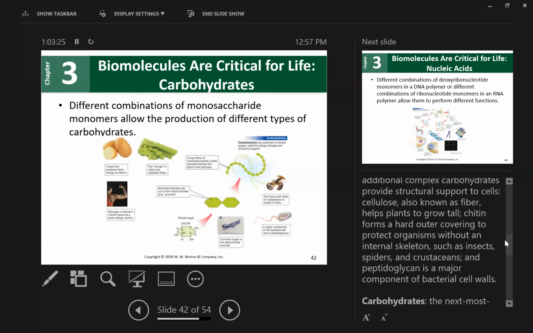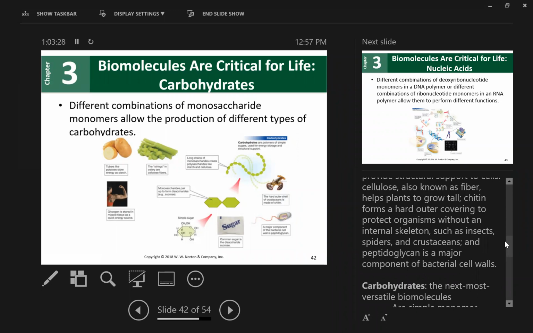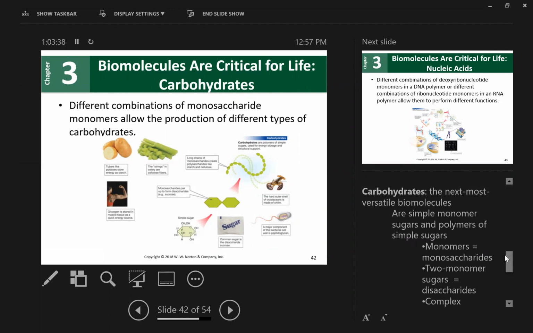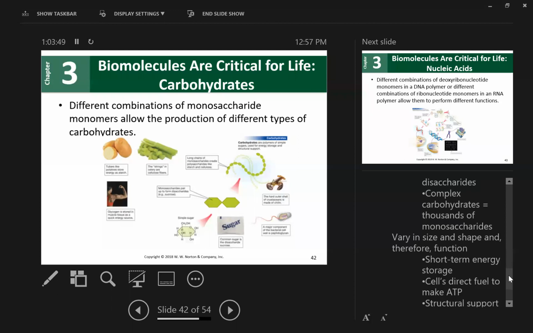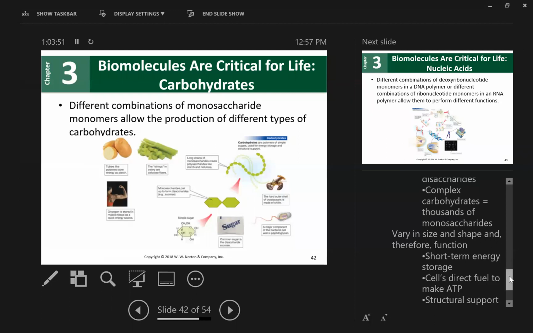You can also see that insects, spiders, and crustaceans all have exoskeletons, and that is going to be made from carbohydrates. So it's the next most versatile biomolecule. So you have proteins and then carbohydrates. They vary in size and shape and function. So we want to think about carbohydrates being used for short-term energy storage, a cell's direct fuel to make ATP, and for structural support.